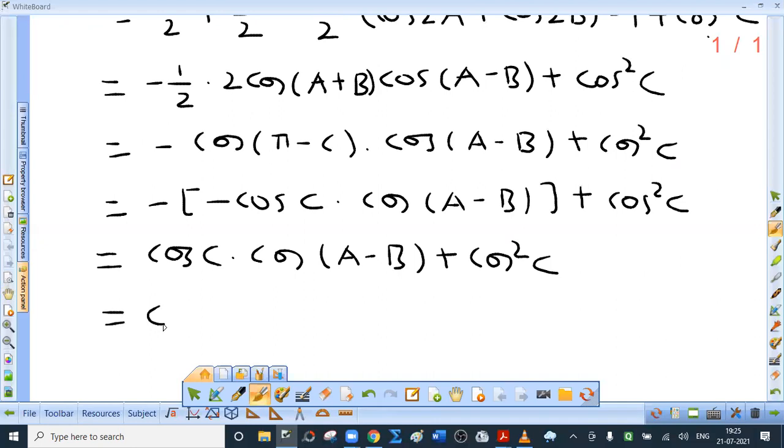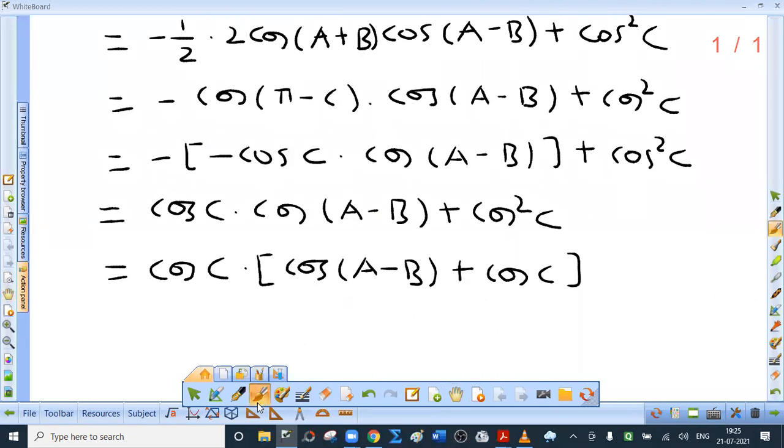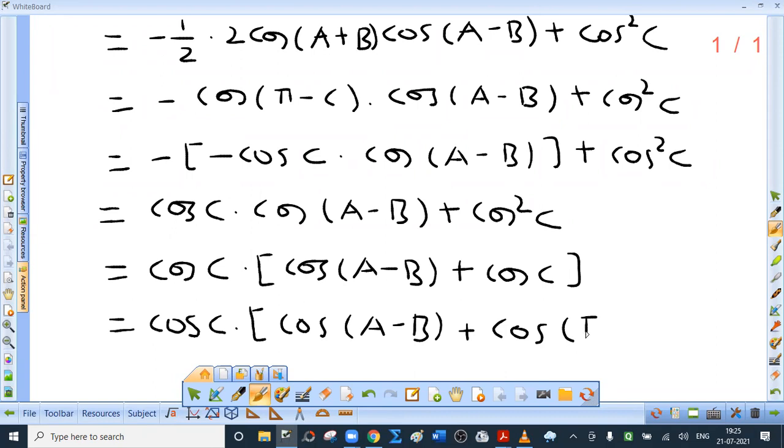Cos C can be taken common to get in bracket cos of A minus B plus cos C as it is, cos of A minus B. Now I can replace C by what? Pi minus (A plus B). Here I will write A plus B bar. Bar means bracket. Reason, A plus B plus C is pi. So what is C? Pi minus (A plus B).